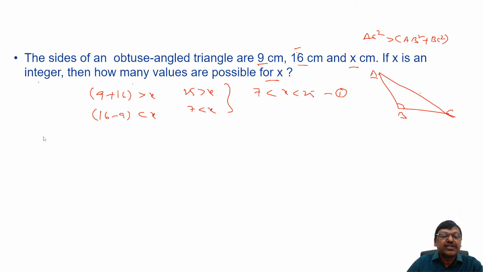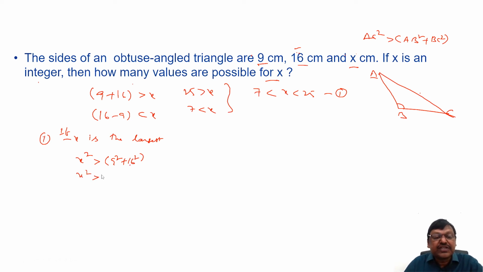We'll try both cases. Case 1, if x is the largest side, then x square will be greater than 9 square plus 16 square. So x square is greater than 81 plus 256, 337. If x square is greater than 337, what is the minimum value of x? 18 square is 324, not greater. 19, yes, 19 square is 361. So 20, 21, 22, 23, 24, that's it. 25 we can't take because there is a basic condition that x should be less than 25. So these are the possible values if x is the largest side.